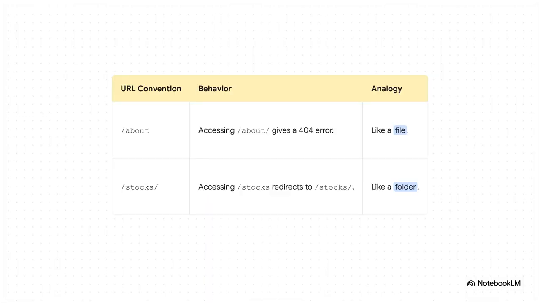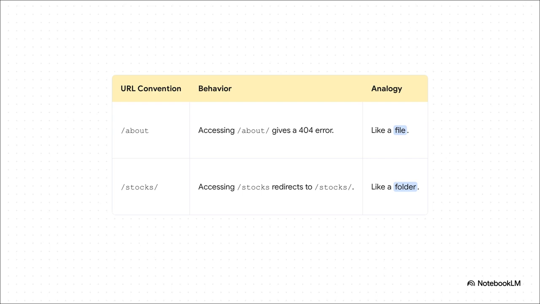Now, here's a little detail that trips people up sometimes, but it's super important. The trailing slash at the end of a URL. Flask has a pretty smart way of handling this. A URL without a slash, like /about, is treated kind of like a file. If you try to go to /about with the slash, you'll just get an error.